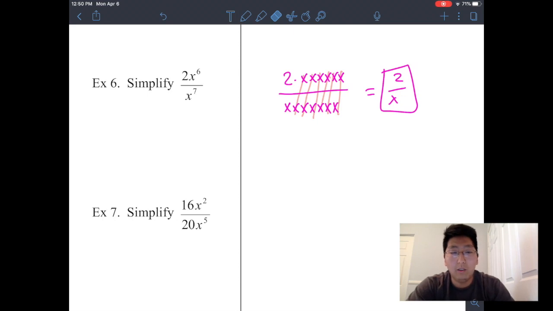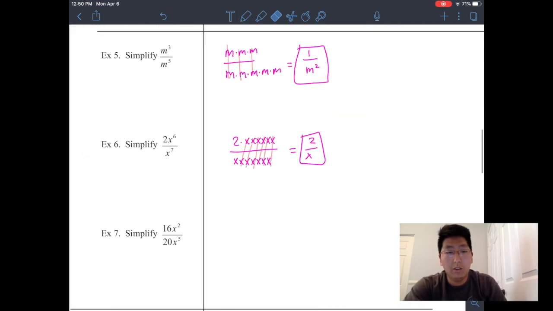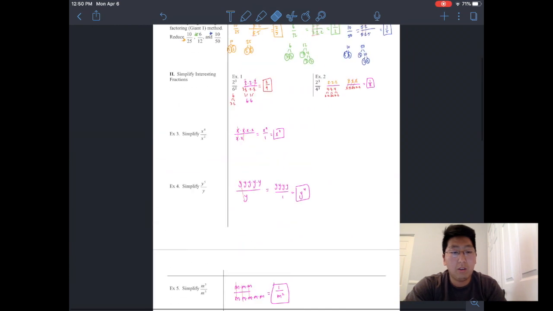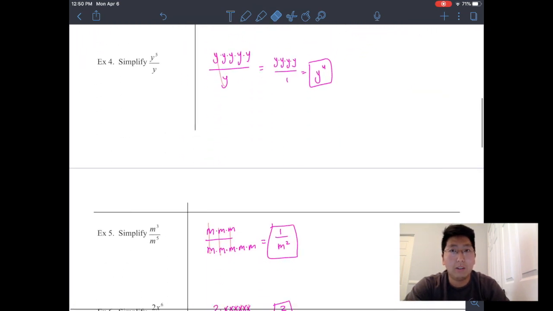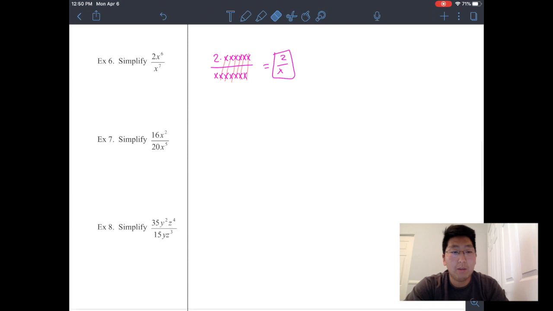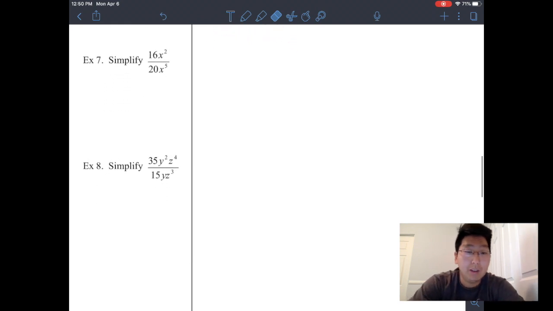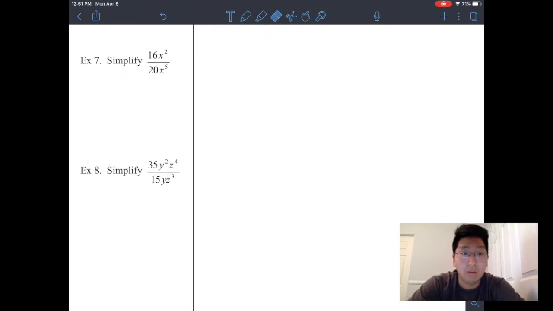Alright, so hopefully examples 3, 4, 5, and 6 were pretty simple. Example number 7 is a little bit tricky, okay? Because there are numbers and variables. So 16, we need to do what we did in the beginning of the lesson. We need to take 16 and break it up. Oh, first let's expand it. Sorry, we're going to get to that in just a second.